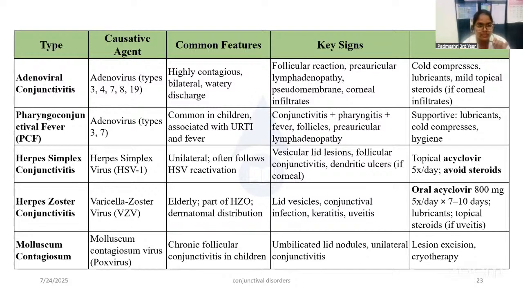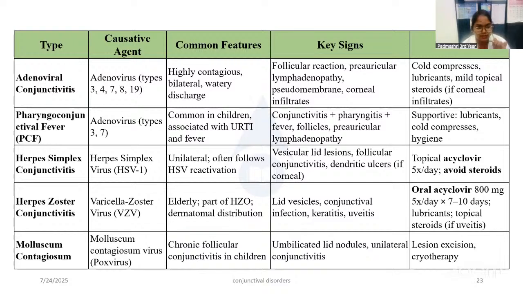Pharyngoconjunctival fever is caused by adenovirus types 3 to 7. The common features are association with URTI and fever, and it is common in children. The key signs are conjunctivitis, pharyngitis, fever, follicles, and preauricular lymphadenopathy. The treatment: lubricants and cold compress.